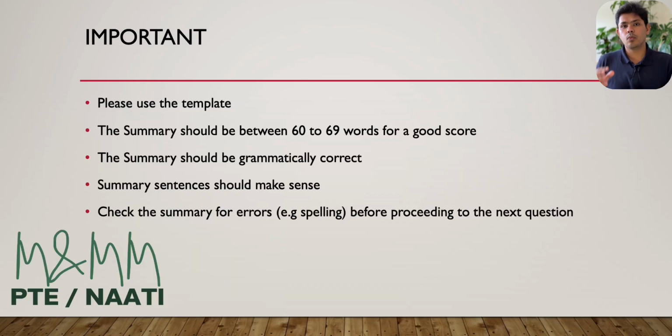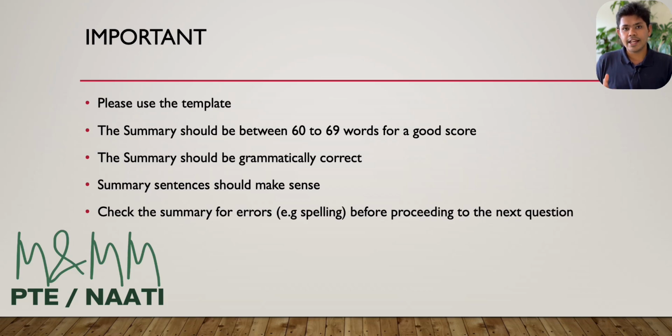Apart from the template, we all are aware that the summary has to be between 50 to 70 words, which is the word limit that Pearson has given us. But if you want a good score, we would recommend you to write down the summary between 60 to 69 words. That will give you a very good score.